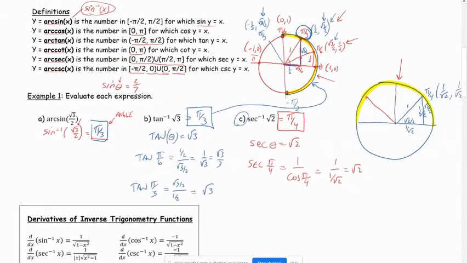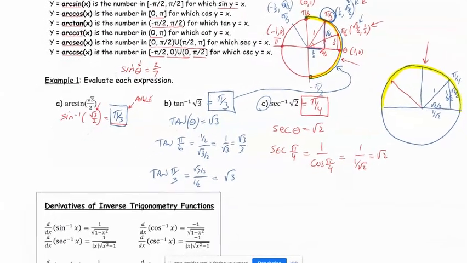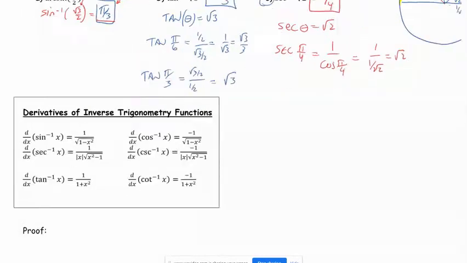We don't want to have to rely on a calculator, and your calculator is going to give you decimal answers anyway. And so it's good to have knowledge of what those coordinates are at various points on the unit circle.